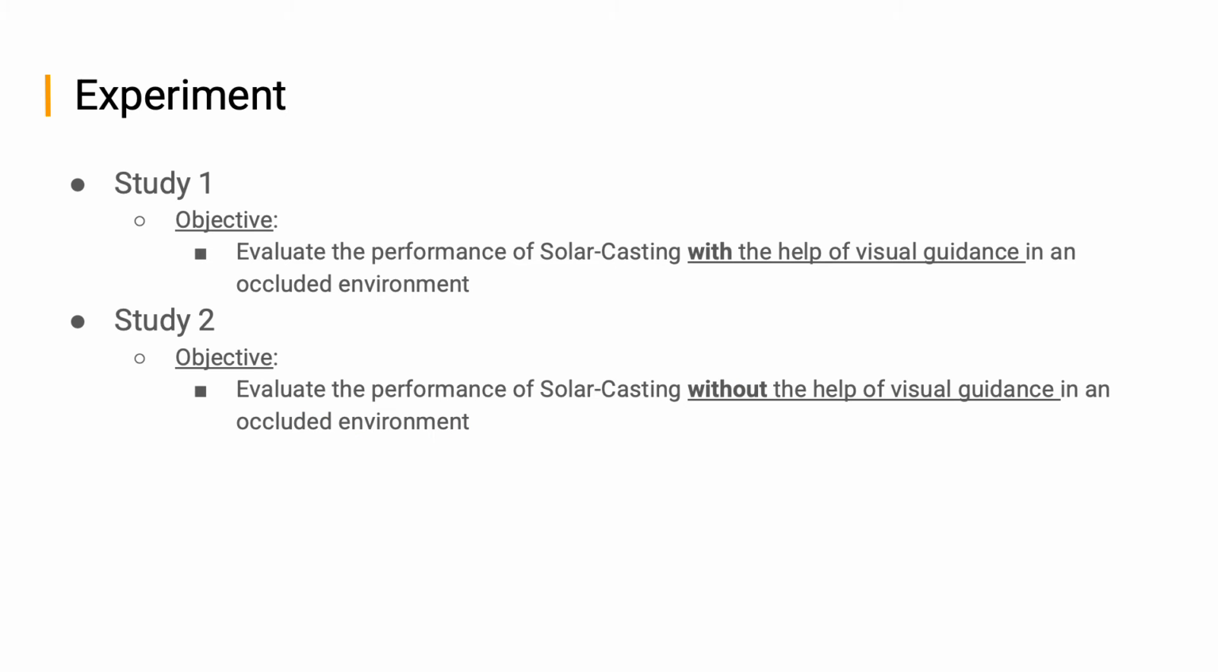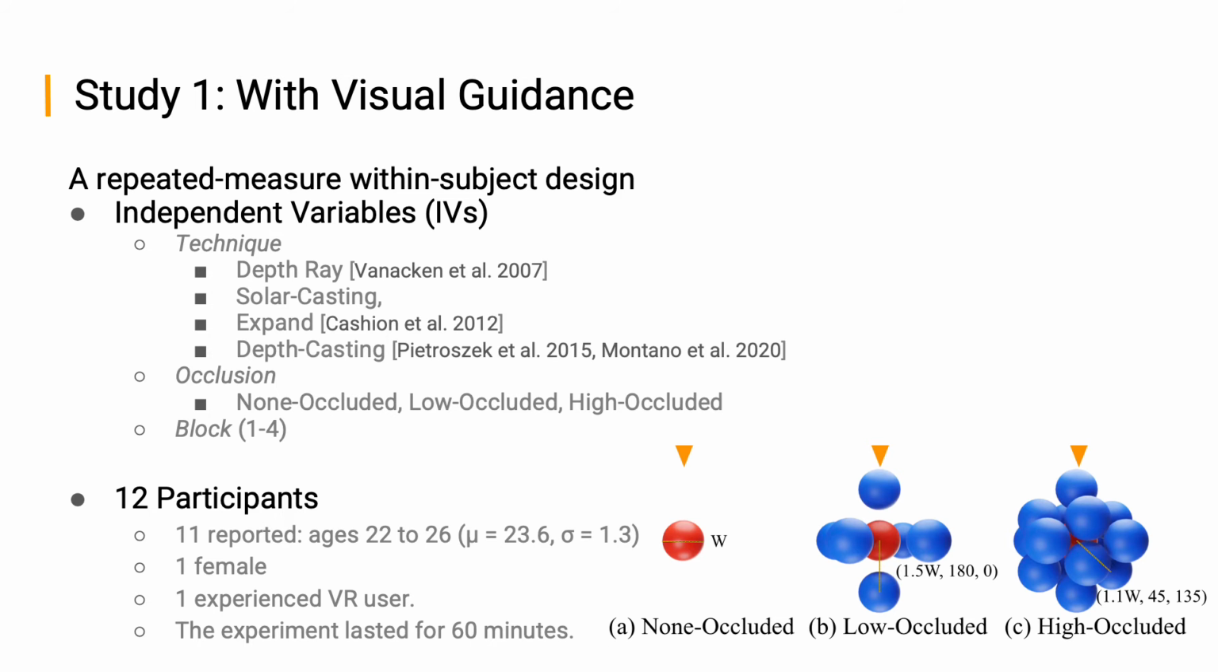To evaluate solar casting, we conducted two studies. In the first study, we evaluated the performance of solar casting with the help of visual guidance in an occluded environment. In the second study, we evaluate its performance without the help of visual guidance. In the first experiment, we use a repeated measures within-subject design. We had three independent variables, which were technique, occlusion, and block. We recruited 12 participants in total, with one female and one experienced VR user. The whole experiment lasted for 60 minutes.